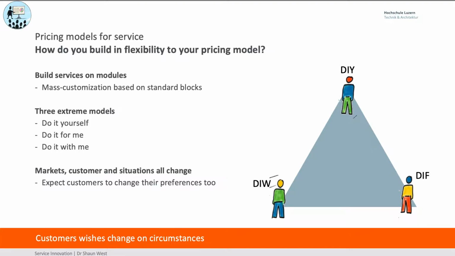When you build this up, think about the modules and think about what your customer could deliver and what you could deliver, what you could do with them and how you could do it for them. Really different models here. And remember that customers might want to change based on circumstances. What happens on day 1 may not be the same as what happens on day 20.